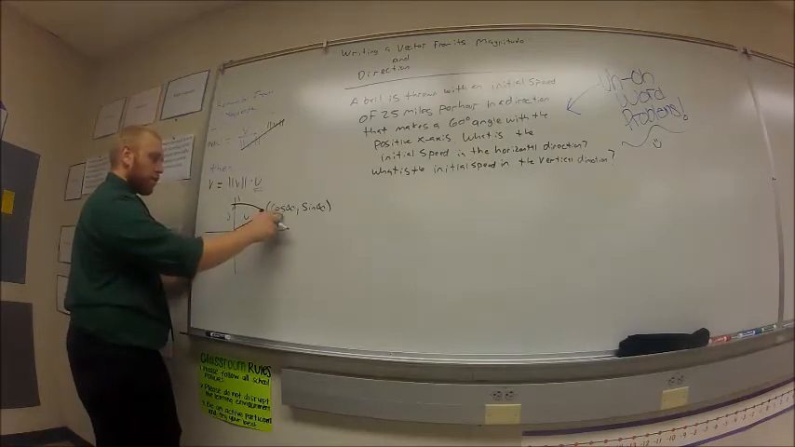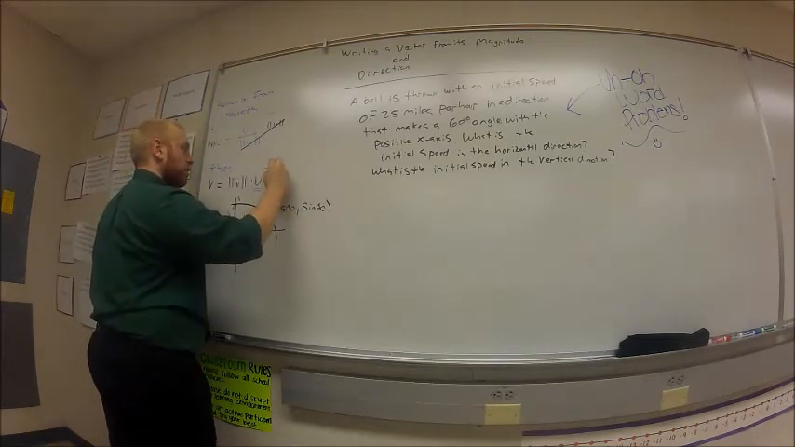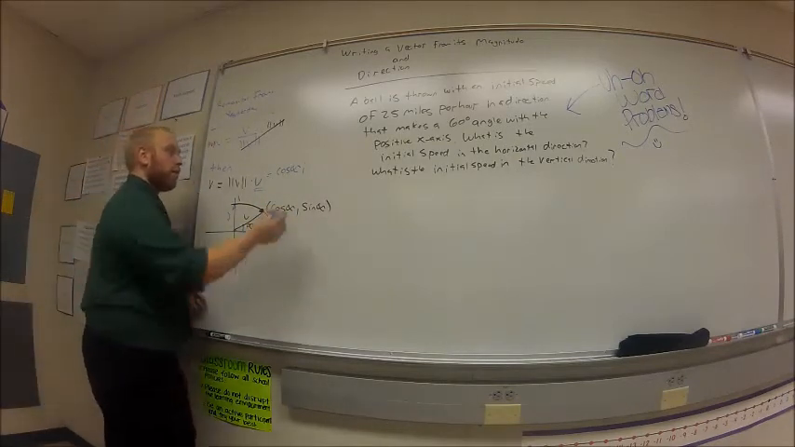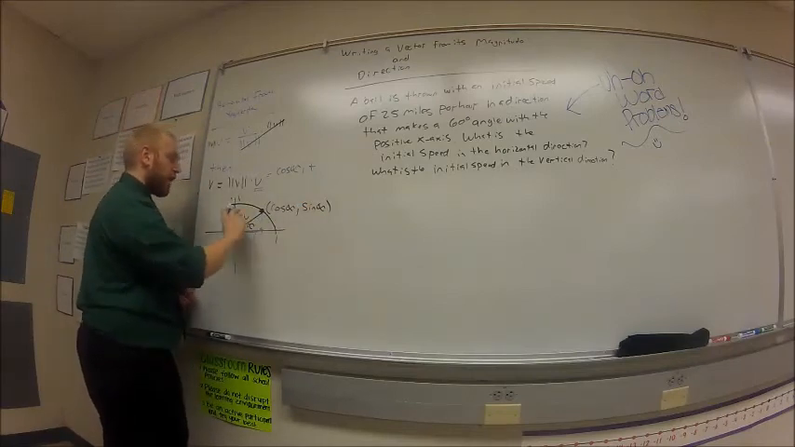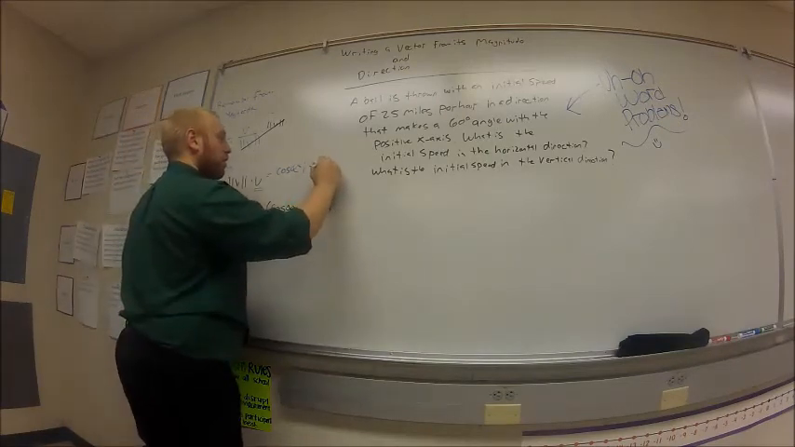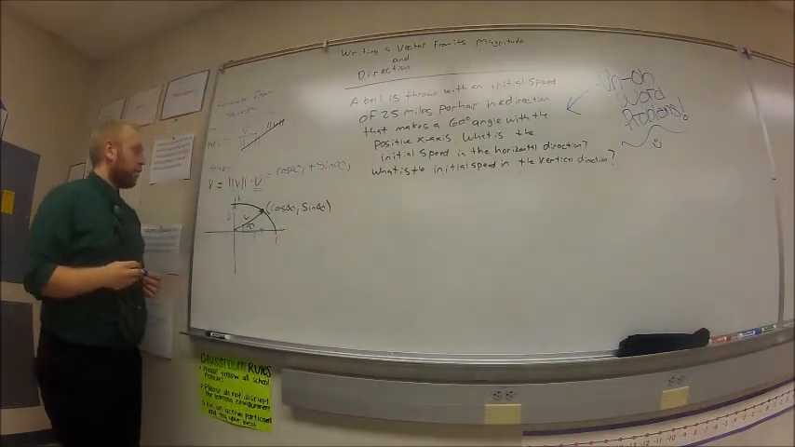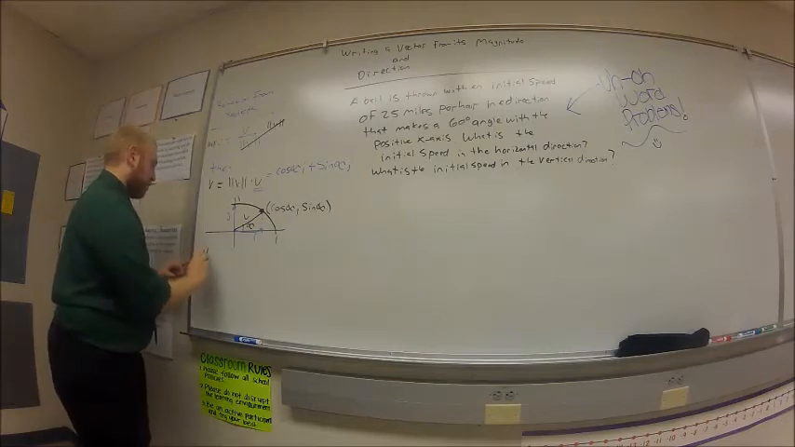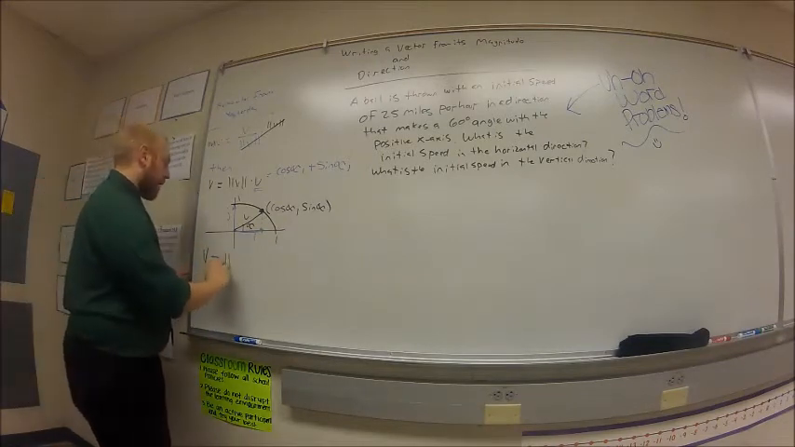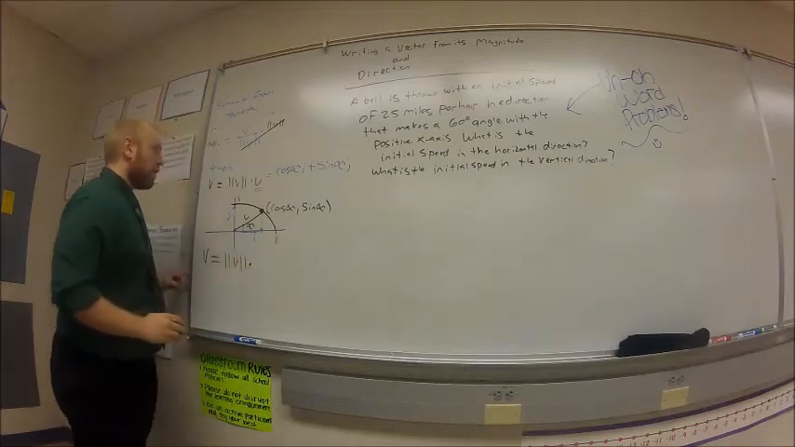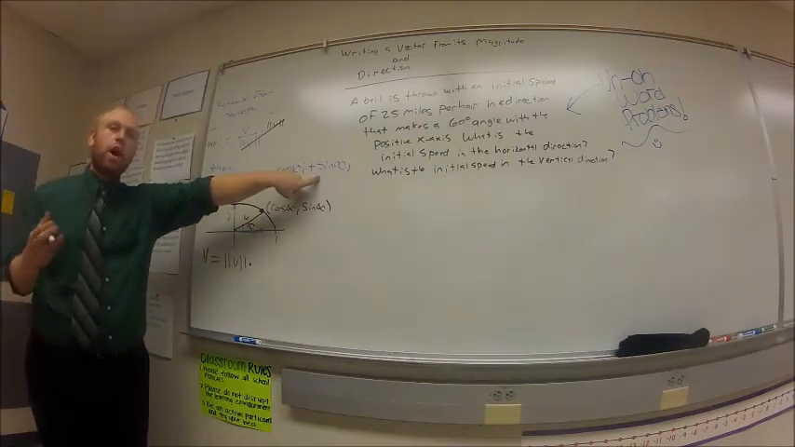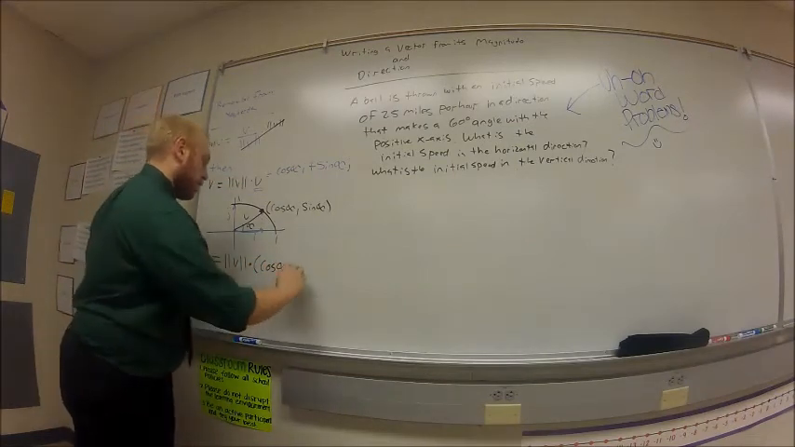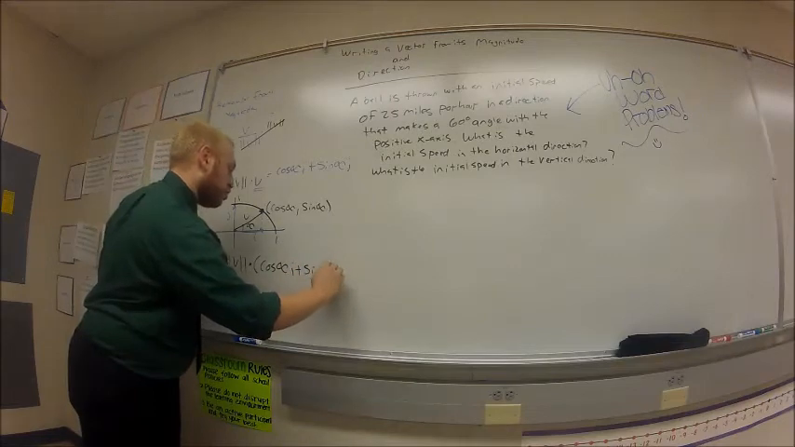This would be the x-coordinate, the cosine of alpha. So that would give us cosine alpha i, because that's the horizontal component, plus, well, we need the vertical component next. That would be the sine of alpha, j. So the next thing I want in your notes is that the big vector v is equal to its magnitude times, and this is going to be our new interpretation of the unit vector, cosine alpha i plus sine alpha j.